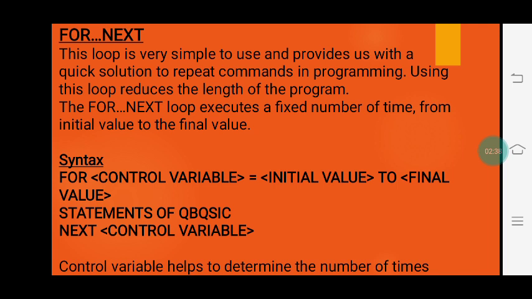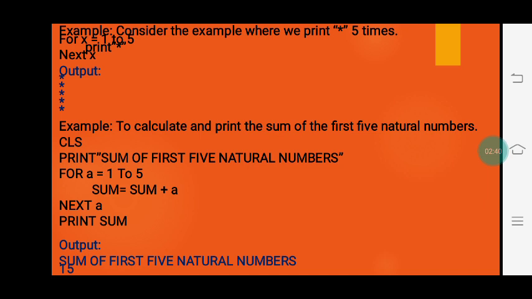Consider the example where we print star 5 times. For x is equal to 1 to 5. Here x is an integer variable with the initial value 1 and final value 5. Now print star. The print command is used to print a star on the output screen. And next x. Next x means instructions to move to the next value of x.